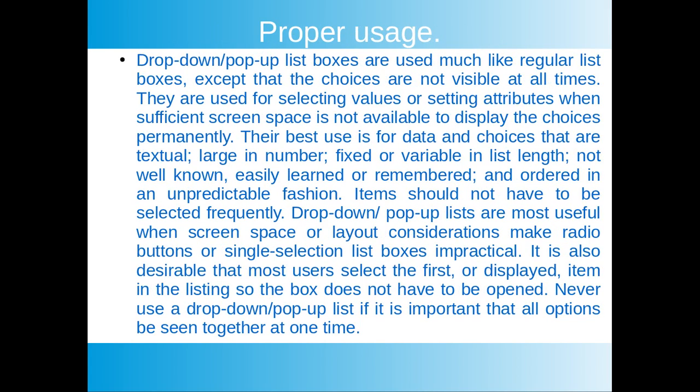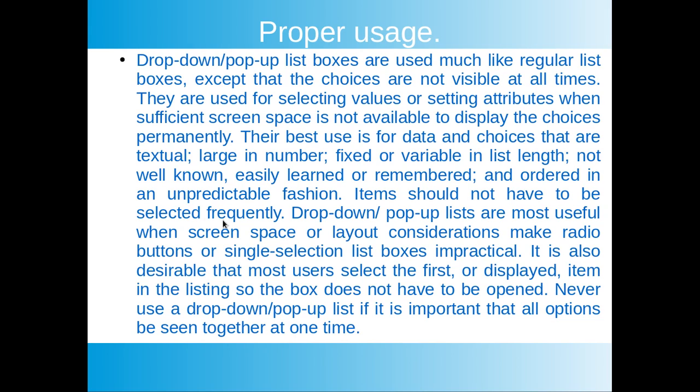Proper usage. Drop-down or pop-up list boxes are used much like regular list boxes, except that the choices are not visible at all times. They are used for selecting values or setting attributes when sufficient screen space is not available to display the choices permanently. They are best used for data and choices that are textual, larger in number, fixed or variable in list length, not well known, easily learned or remembered, and ordered in an unpredictable fashion. Items should not have to be selected frequently.